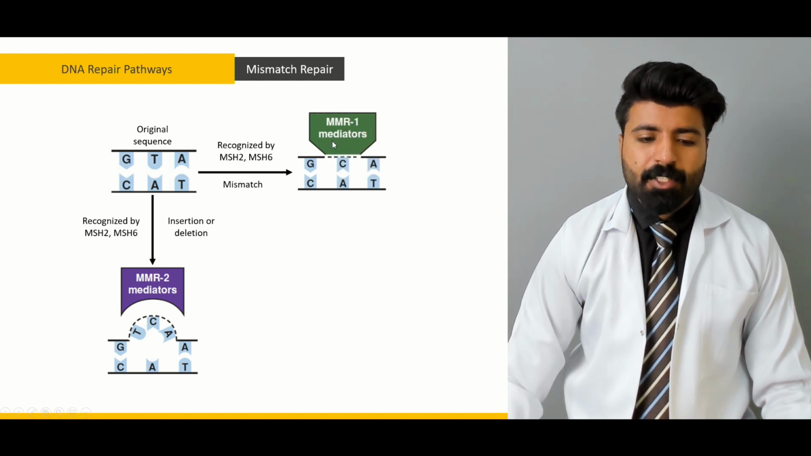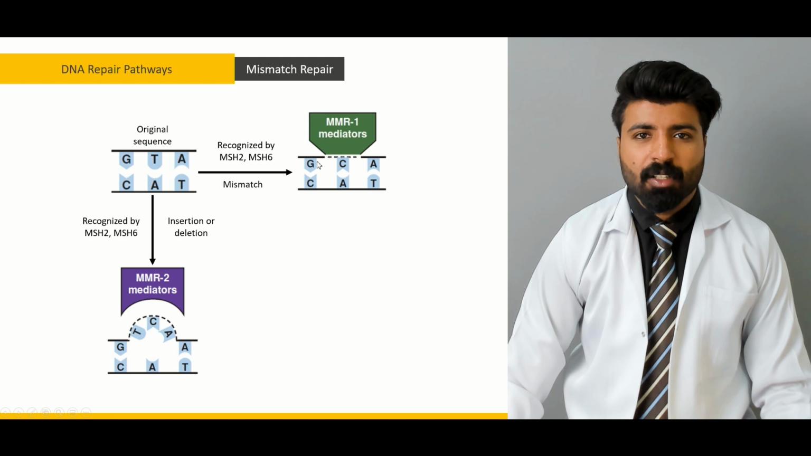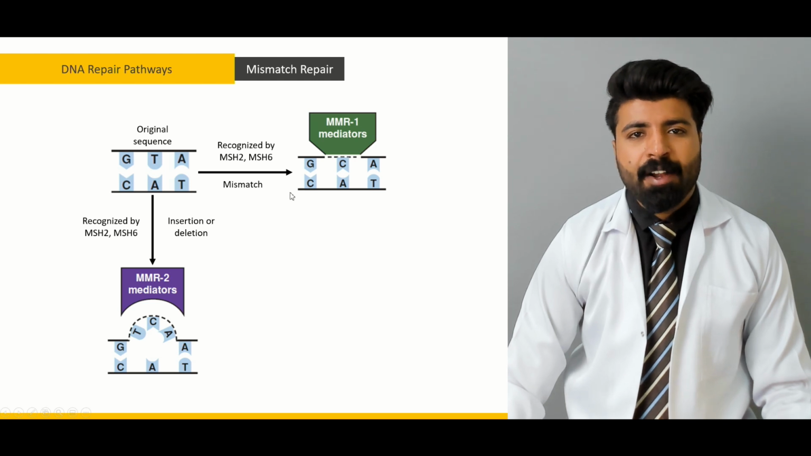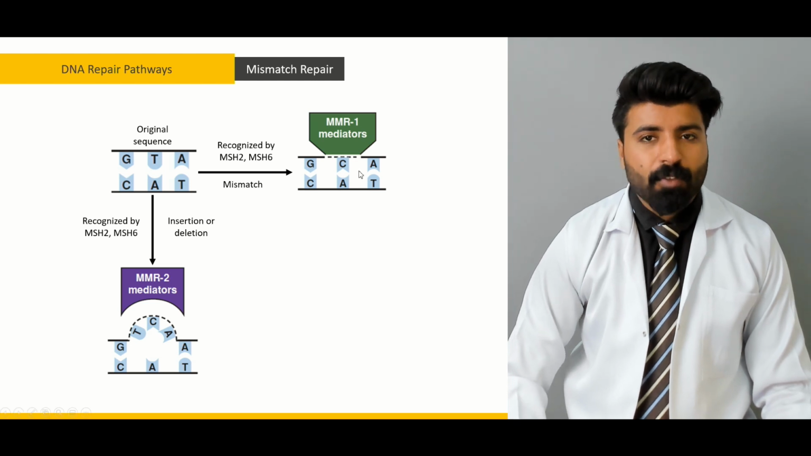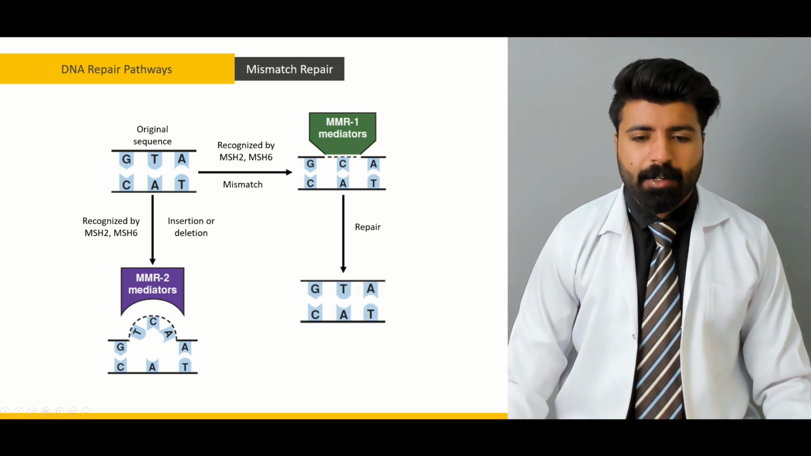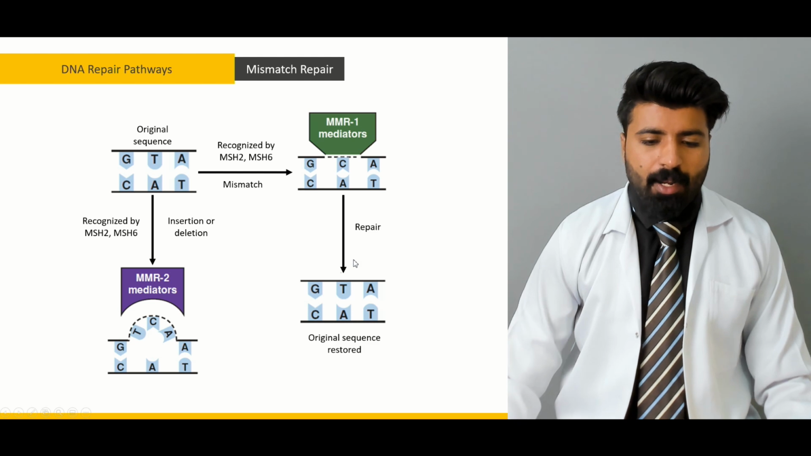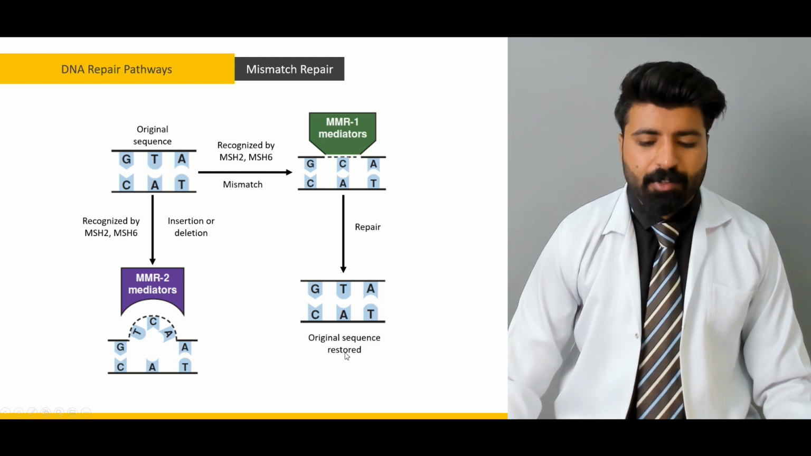So MMR1 mediators will come in. This was MMR2 mediators. So in MMR1 mediators, we have GC, CA, AT. We talked about the C is always going to be with G. It's never going to form a bond with A. So we have a mismatch here. We had insertion or deletion in MMR2 mediators, and now in MMR1 mediators, we have this mismatch in which the bond won't form. Now it has been repaired by replacing the C with the T so that the bond may form. And the original sequence is restored in this manner.